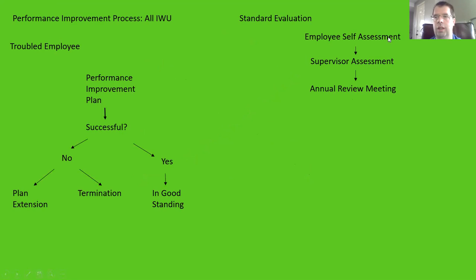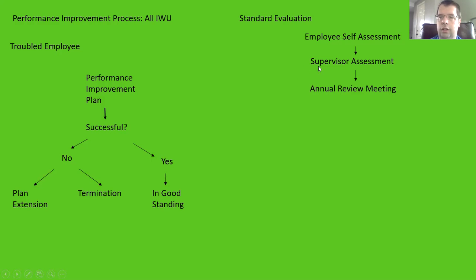So, performance improvement and evaluation. Let me move this again and get this out of the way. There are two different paths that can be taken, the troubled employee and the regular path. The troubled employee, these are employees who are having consistent ongoing issues that must be addressed. They are first put on an improvement plan, which is a developed idea for improving the troubled behavior. And then, was it successful? Yes, then they're back in good standing. No, there's two different possibilities. Number one, the plan is amended or extended, and we continue on with this process. Or two, they are simply terminated.